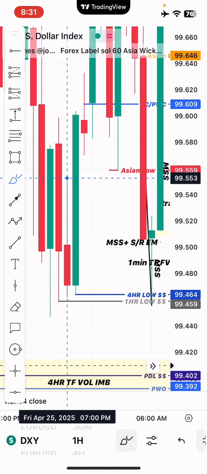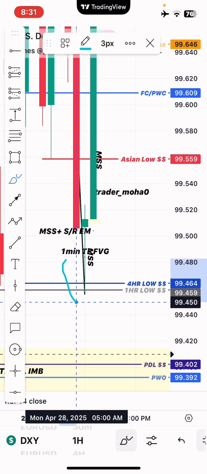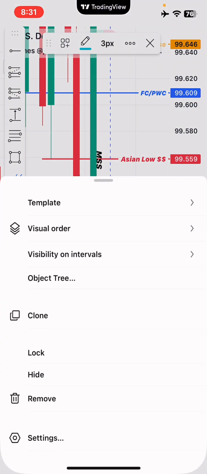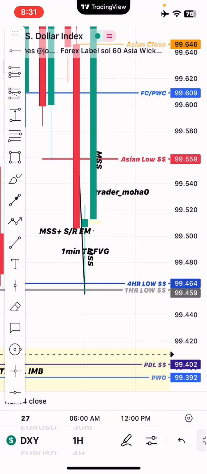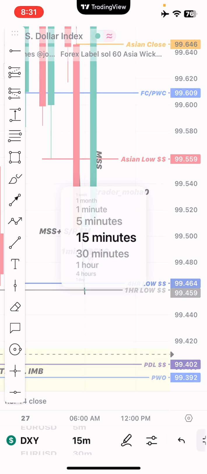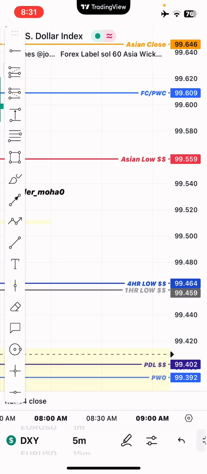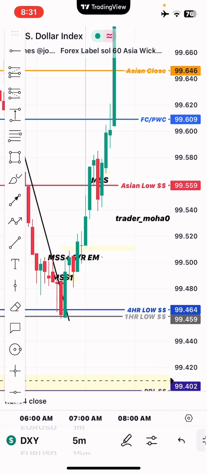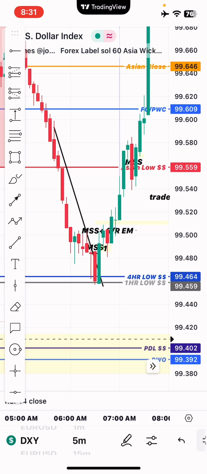So back to what I was saying. So actually, price came to grab this liquidity. So it was grabbing liquidity. I was on the 1 minute time frame, checking how price will move before London session had opened.